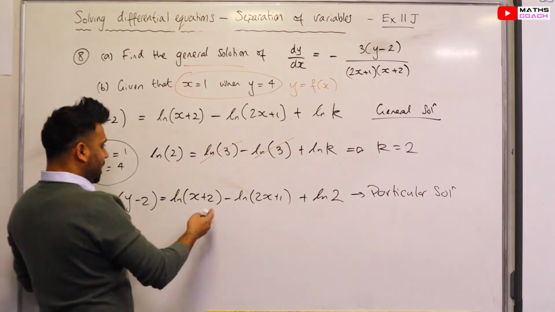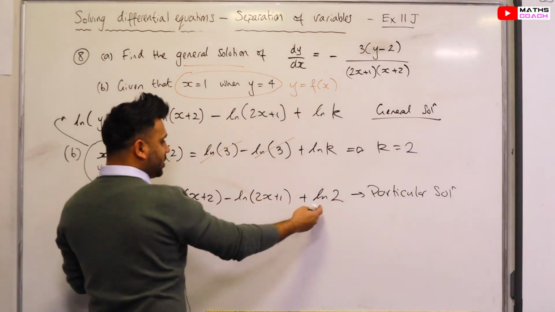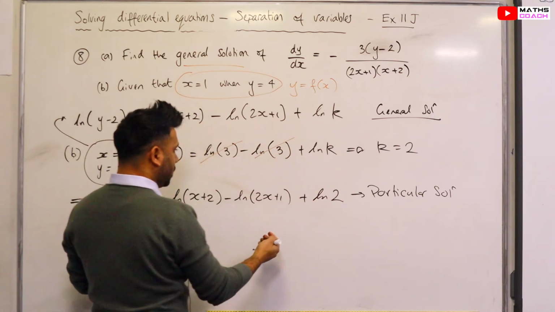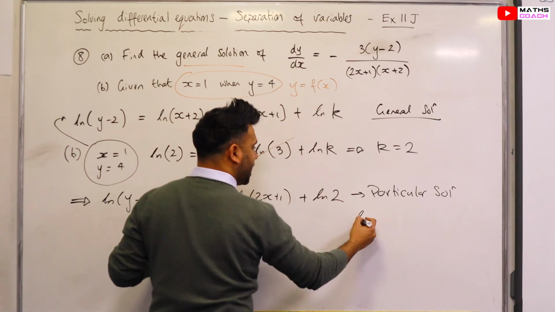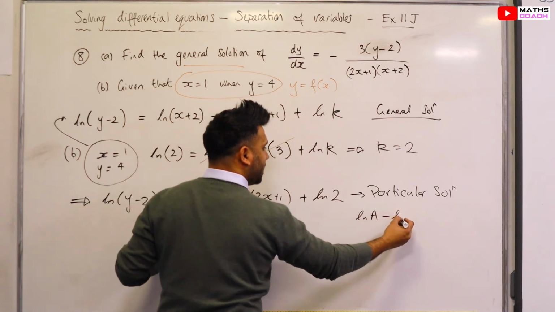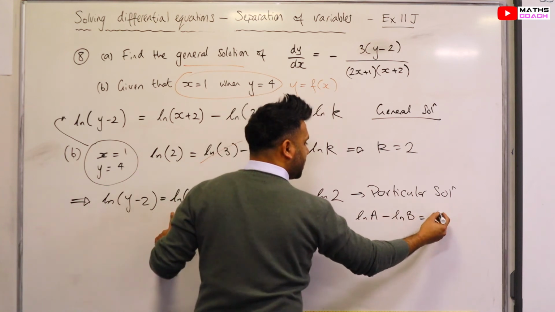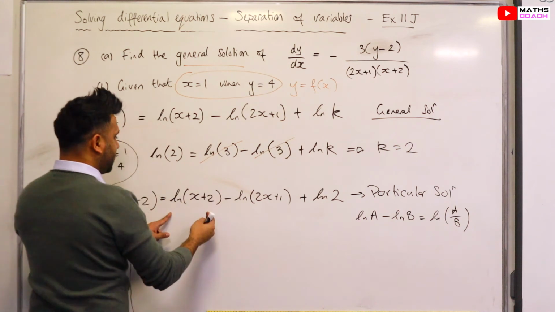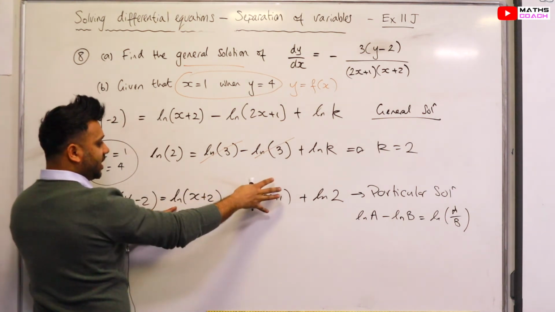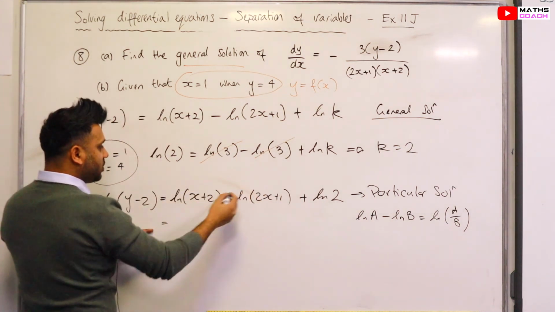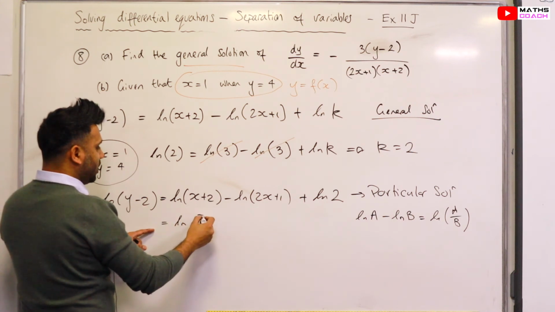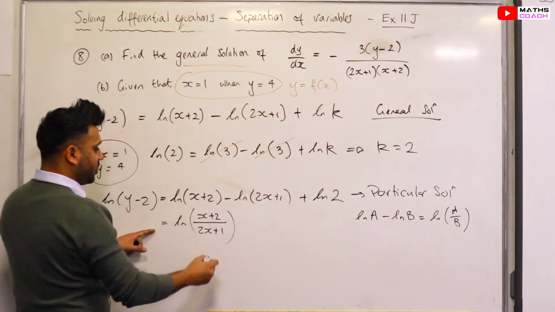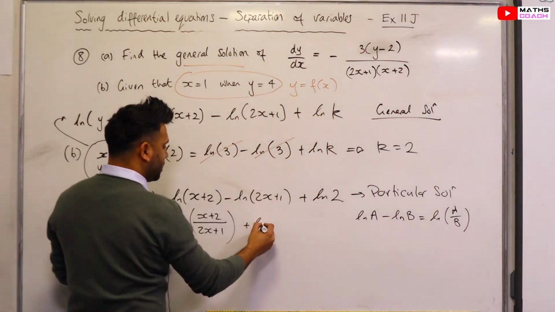Now, here all the terms are ln terms, so we're going to use the laws of logarithms to simplify the right-hand side. The first law that we're going to look at is what happens when you have ln of a minus ln of b. We can rewrite this as the ln of a divided by b. So here, if we apply this, we have ln a minus ln b. So we can rewrite those two terms as the ln of x plus 2 over 2x plus 1, plus ln 2.